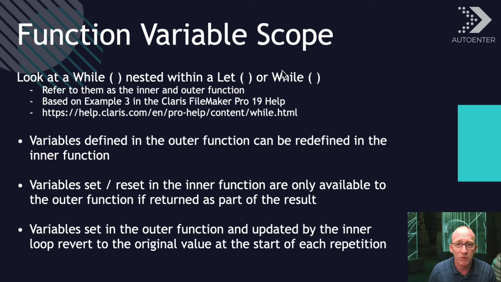And then this last one, which was probably the hardest one that I had wrapping my head around, okay, I understand it now as to why it's going to work this way, but it wasn't quite the behavior that I would have expected. And that is that variables that are set in the outer function and updated by the inner loop revert to the original values at the start of each repetition.